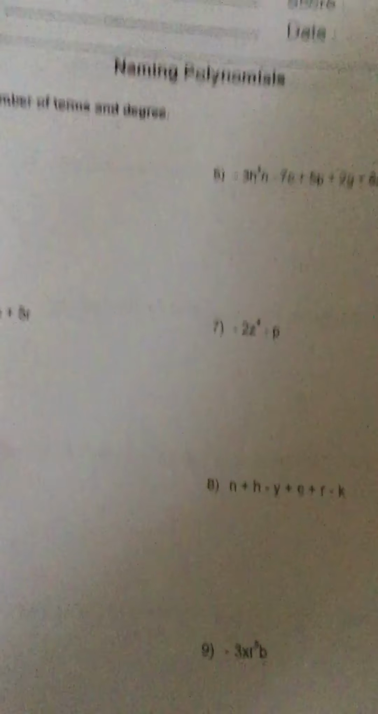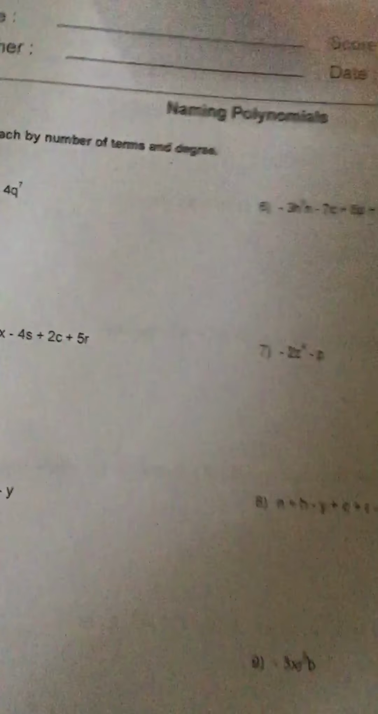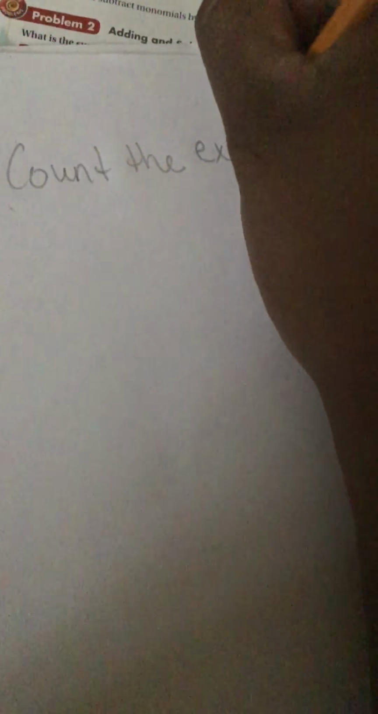The first part when naming polynomials, which you have a test on. You're supposed to name by the terms and the degree. So first we're going to talk about the degree. In order to find a degree, you have to first count the exponents on the variable.